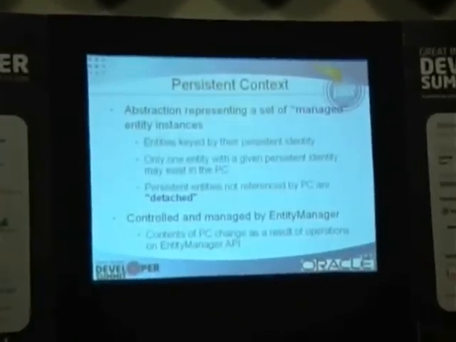An abstraction over all of the objects that exist or are managed at a given point in time. What that means is that as I operate on objects, I'm going to find those objects in a managed state, and as I manage those objects, I can now cause those objects to be synchronized with the database.